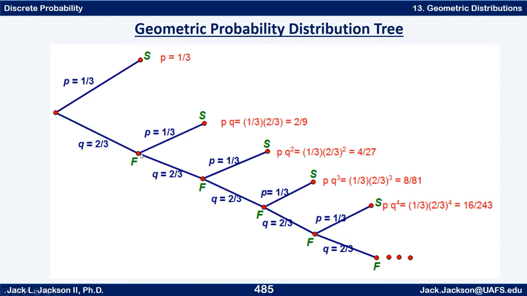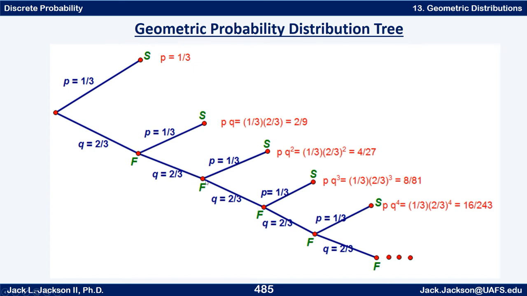However, if we get a failure, we roll again, either getting a success or failure. When we get a success, we stop. And here we see that we rolled twice, so x is 2. And the probability there is 2/3 times 1/3, or 2/9. If you got a failure on the first and the second, then you roll again a third time. If you get a success, we stop. The probability is 2/3 times 2/3 times 1/3. Notice we have two q's multiplied together and a p, so that's p times q squared. So 1/3 times 2/3 squared is 4/27.